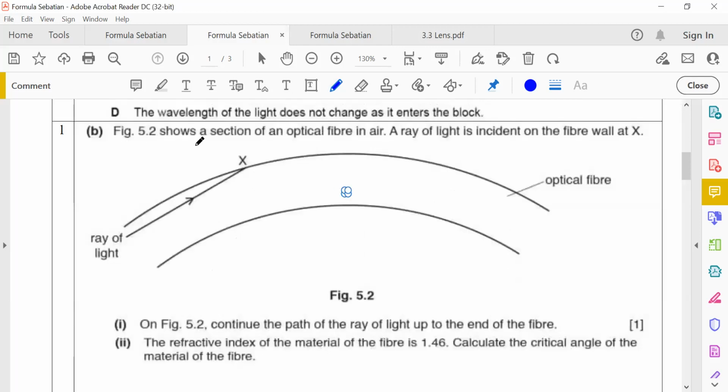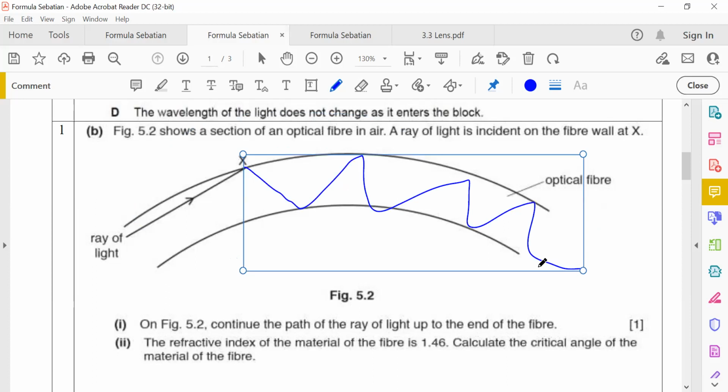Figure 5.2 shows a section of an optical fiber in air. A ray of light is incident on the fiber wall at X. So the ray of light at X here. Continue the path of the ray of light up to the end of the fiber here. Now, usually when the students see this kind of optical fiber question, they kind of remember that it's supposed to use total internal reflection, right? So what the students will do is they'll draw something like this, then they'll zigzag it all the way until the end here.